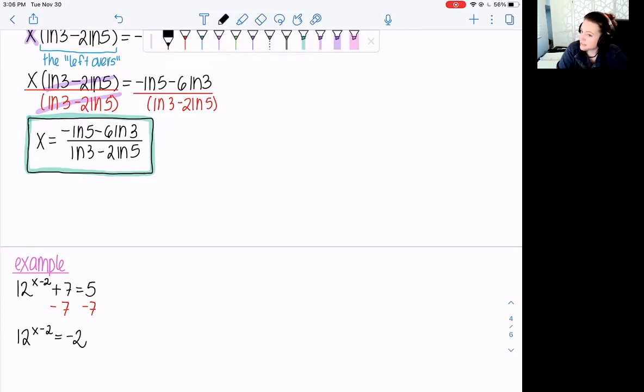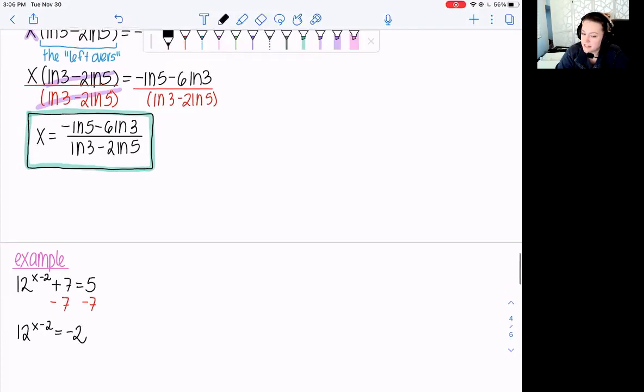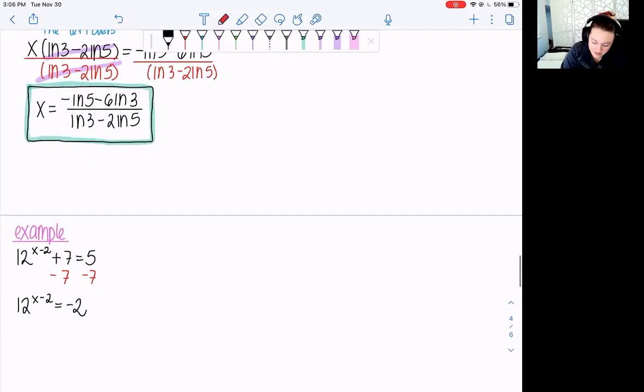We're good to take the ln of both sides, right? It's base raised to a power equals a number. That means we're good. We can take the ln. Well, let's do it. So ln of 12 raised to the x minus 2 is equal to ln of negative 2.